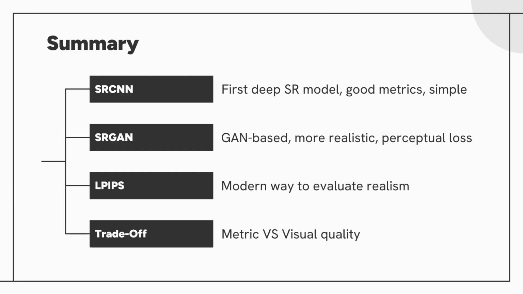This progression highlights an important trade-off in computer vision, optimizing for mathematical metrics versus visual quality. The key lesson is that the choice of evaluation metric significantly influences algorithm development. As we move forward, perceptual metrics like LPIPS will likely play increasingly important roles in guiding super resolution research toward human-centric objectives.